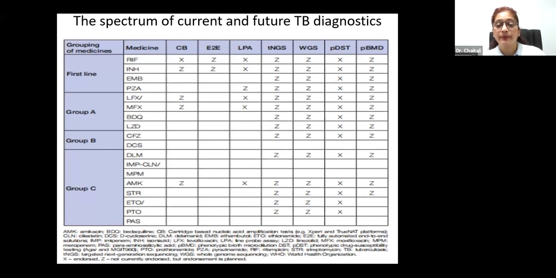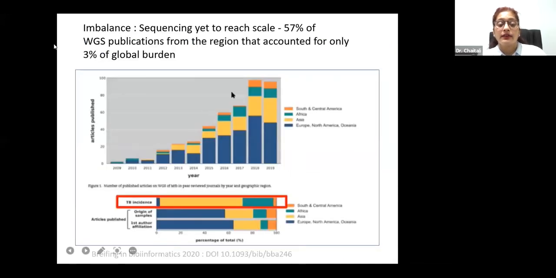Another reason is that there is a huge imbalance in sequencing, which has yet to reach scale, as 57% of whole genome publications are from regions that account for only 3% of the global burden. And the LMICs, including India, are not contributing much.